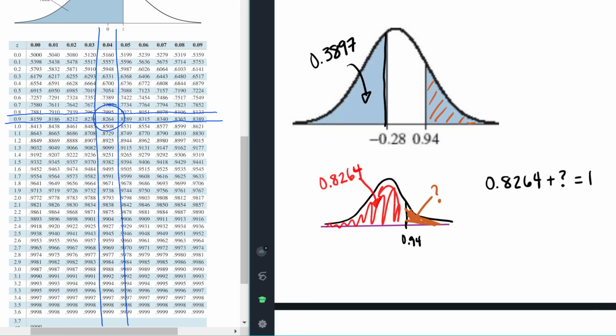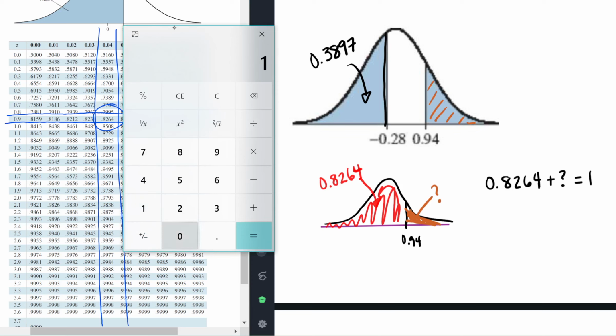Solve to find the unknown by subtracting 0.8264 from both sides. And we get the unknown value is equal to 0.1736. Now we found both the areas separately. We wanted the total area, so our final part will be to add these two together. Let's take the 0.1736, add that to the 0.3897, and we get a total area of 0.5633.